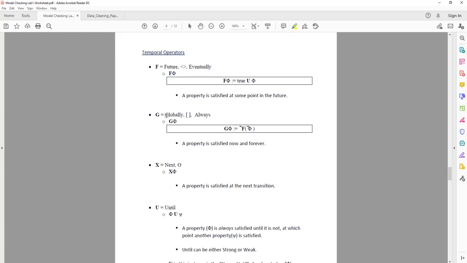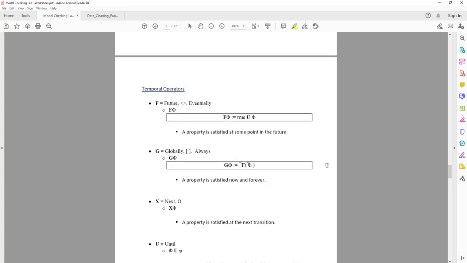G stands for globally, denoted by this square symbol, and is also commonly known as always. So G of phi is not eventually not phi. This basically means a property is satisfied now and forever. When you say G of phi, we're saying this formula always holds, from now until forever. Another way of saying that: if F of phi means a property is satisfied at some point, you could also say a property is never not satisfied. Never not satisfied is the same as always satisfied.